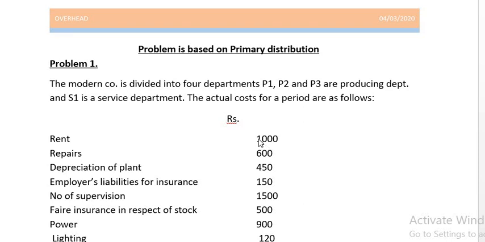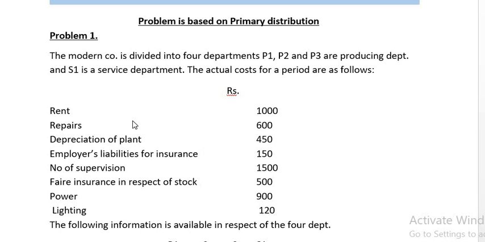Hello students, in this video lecture I am going to start the first problem from the primary distribution method. The company is divided into four departments: P1, P2 and P3 are producing departments and S1 is a service department. The actual cost for a period are as follows.